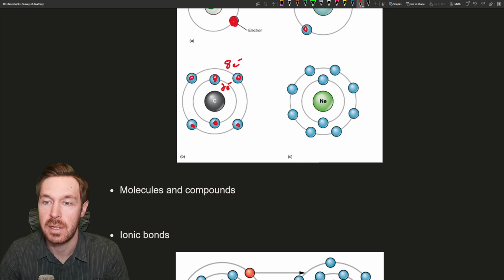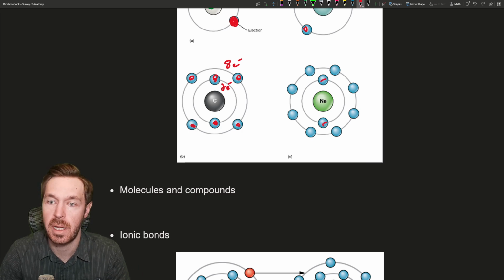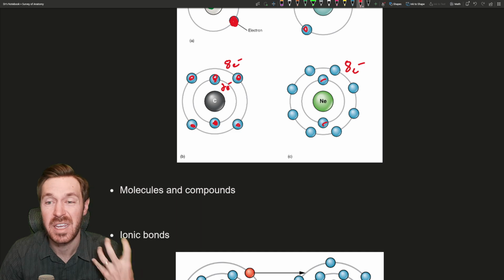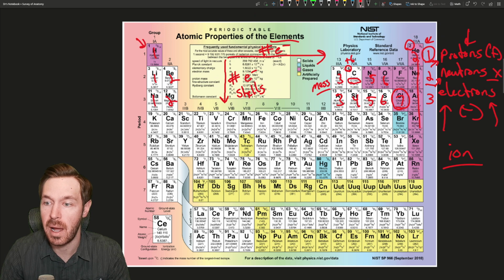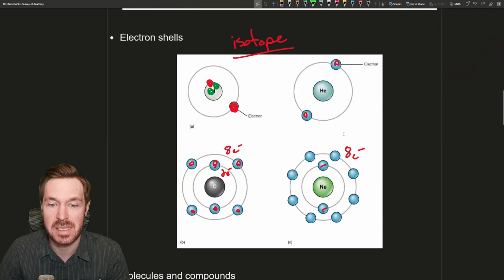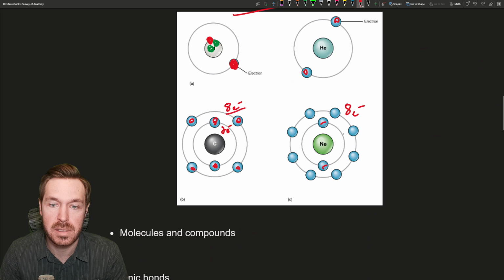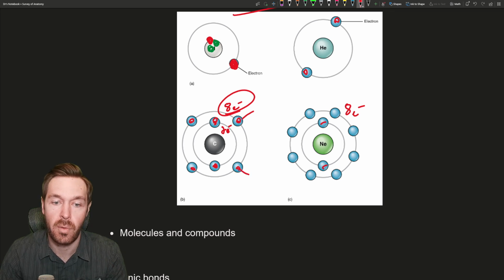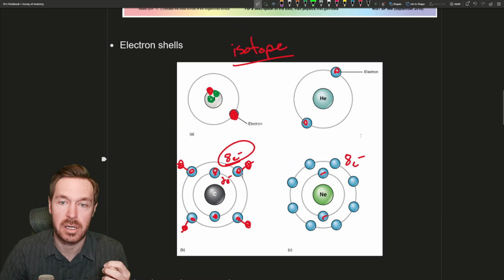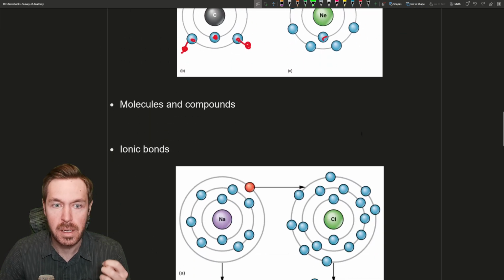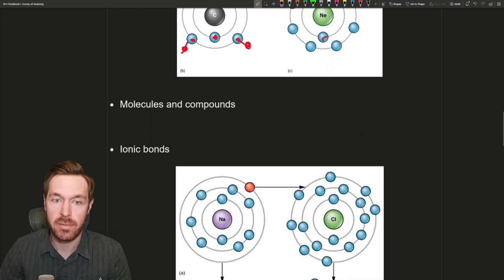So like neon here is completely stable because it has 2 in the first shell and then 8 electrons in the outer shell. These are known as the noble gases, and they don't really bond with anything else. They can exist in that state. Carbon wants to form bonds to somehow get 8 electrons in that outer shell. And so carbon forms what are called covalent bonds. So it can form up to 4 covalent bonds and share pairs of electrons with another atom, so it feels like it has 8 electrons in that outer shell. So then we can start forming molecules.